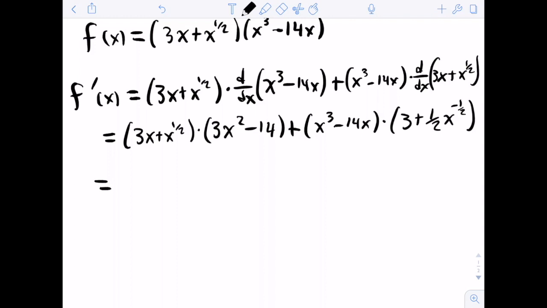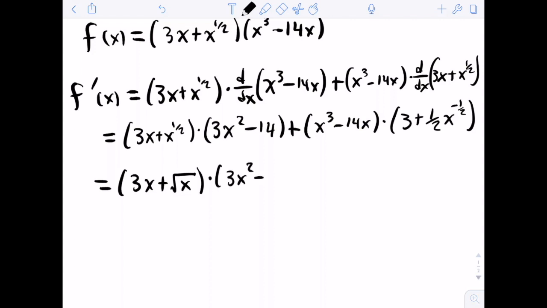I mean, you can expand it if you want. You're more than welcome to. The only thing that I'm going to do is just rewrite this as 3x plus the square root of x. So just get rid of the 1/2 powers, just to get comfortable with that. Wherever you see a 1/2, stick a square root, right?